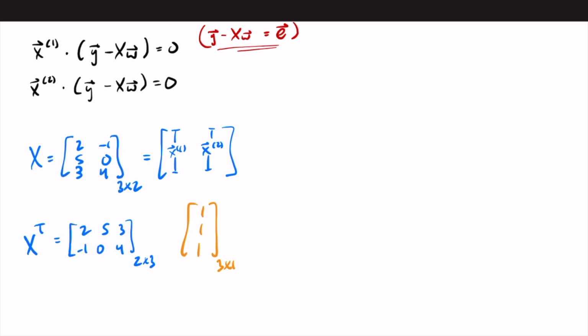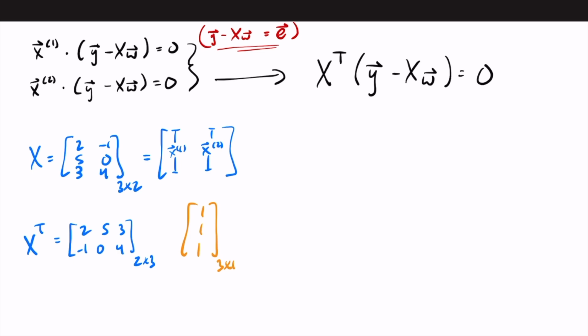Nothing new there. But now what this idea does is allow us to reframe these equations into one single equation. I know we're going from one equation to a system of equations and back to one equation, but the idea now is that we have an equation written in terms of matrices and column vectors, which is very nice. So this goes to x transpose times some vector y minus matrix X times our weight vector, and that's going to be 0.